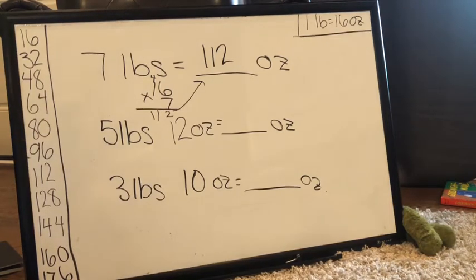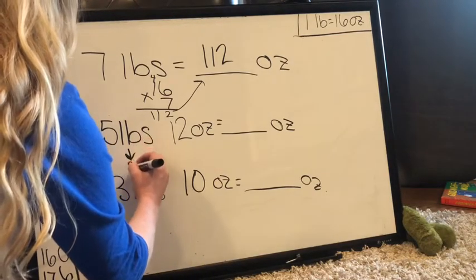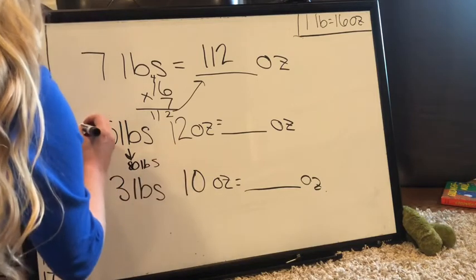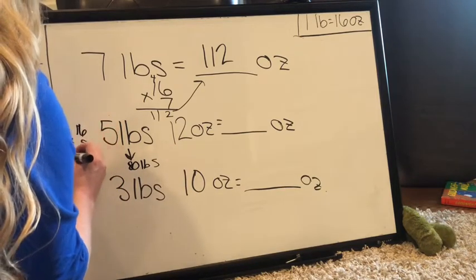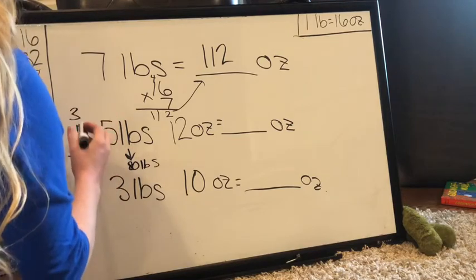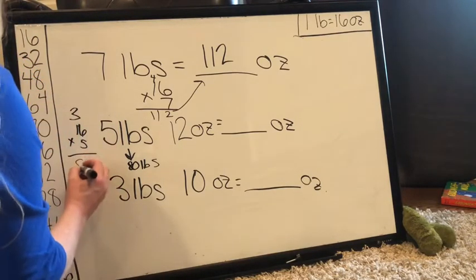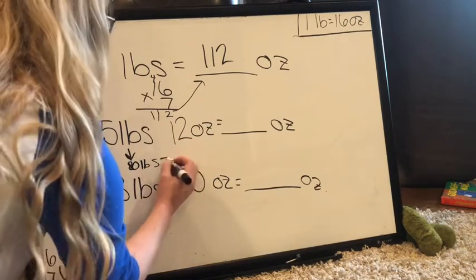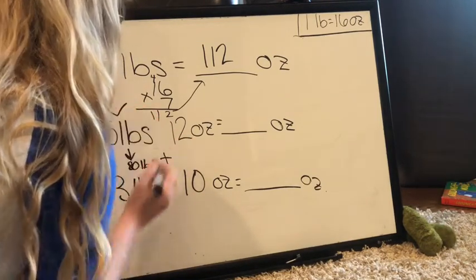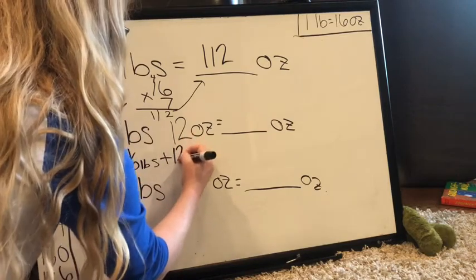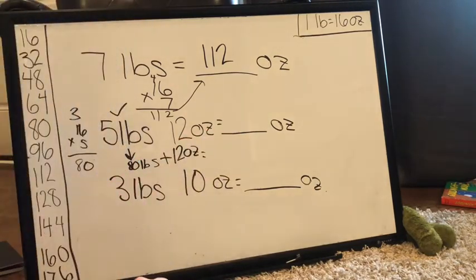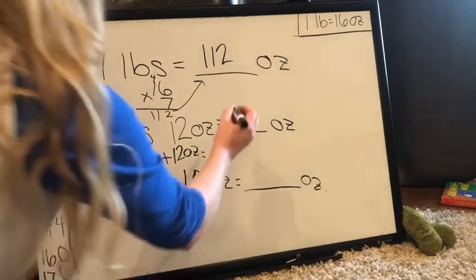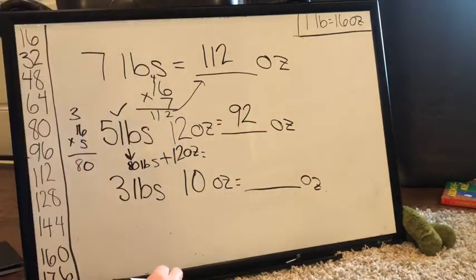Okay, so our next one is 5 pounds, 12 ounces. Okay, so like we did before, we could use our cheat sheet and just count 1, 2, 3, 4, 5. We have 80 ounces. Or we could do 16 times 5. 5 times 6 is 30. 5 times 1 is 5 plus 3 is 8, so we have 80 ounces. Then we need to add, we'll check that off so we know that we did it. Then we need to add our 12 ounces, which gives us how many, gang? That's right, 92 ounces.